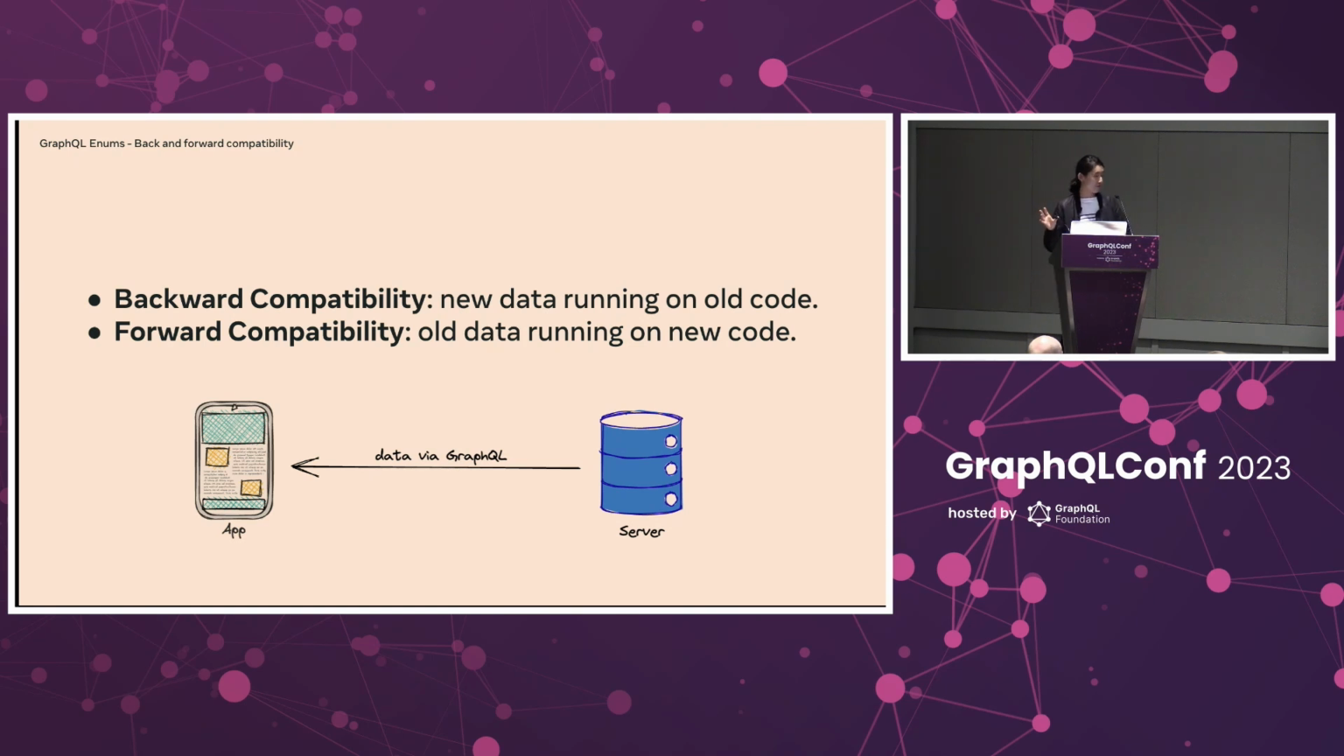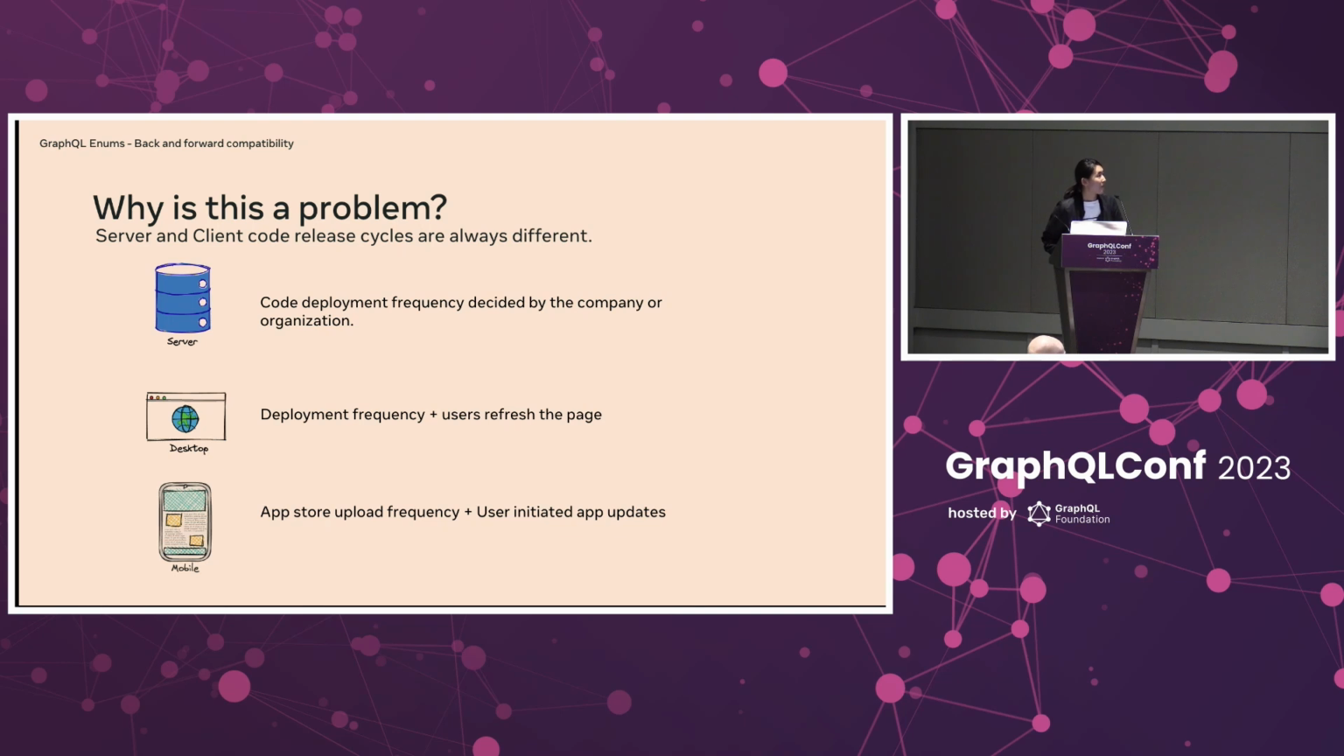So our server delivers the data via GraphQL to the app. Specifically, the problem we're talking about is backward compatibility. And why is this a problem? The fundamental problem is that we deploy the server and client code at different cadences, right? Your server code is controlled by the company or organization. However frequently you want to deploy it, once a week, once a day, multiple times a day, you decide, whatever you're happy with.